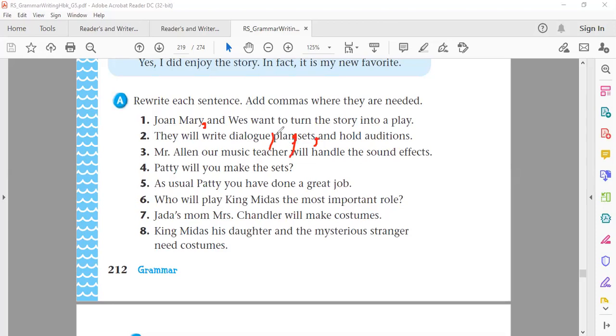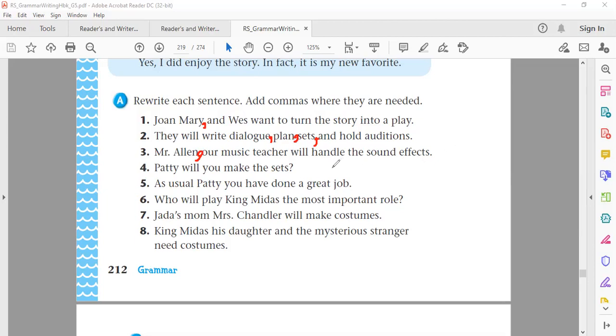Miss, can I do the next one? Excellent, yeah, Maria. Number 3. Jenna. Hi, Jenna. Mr. Allen, our music teacher, will handle the sound effects. Mr. Allen, then comma. Excellent, my girl. And then our music teacher will handle the sound effect. Is there another comma? No.